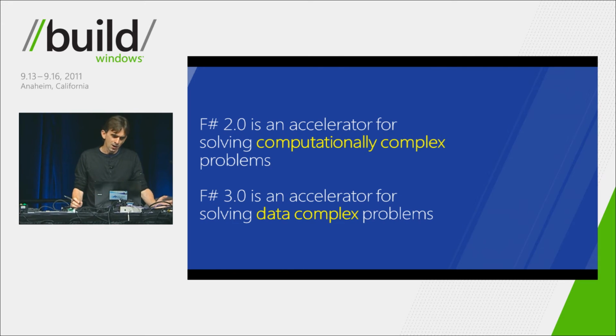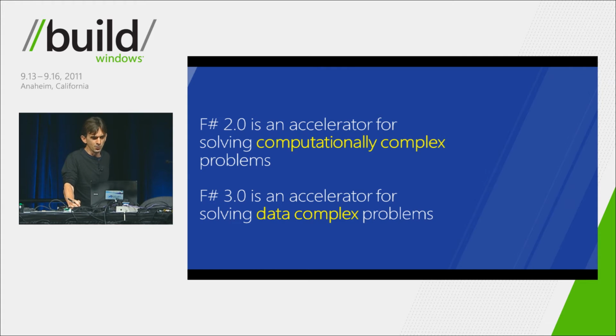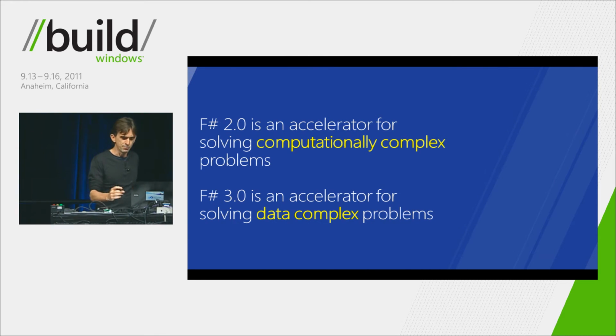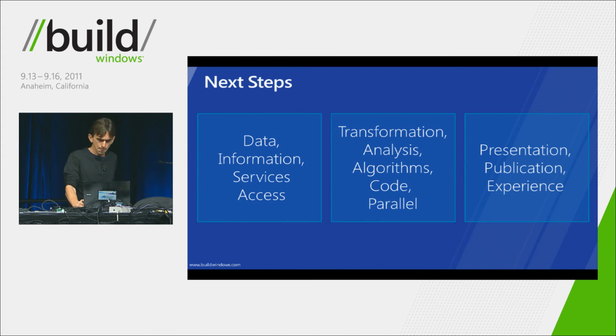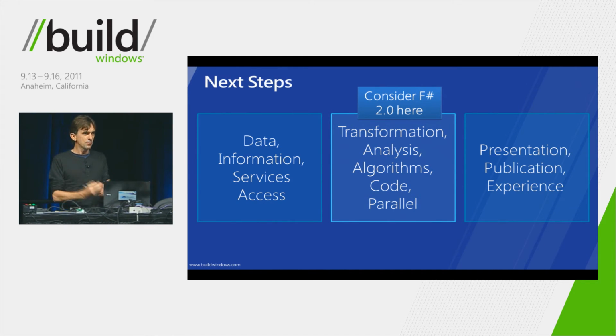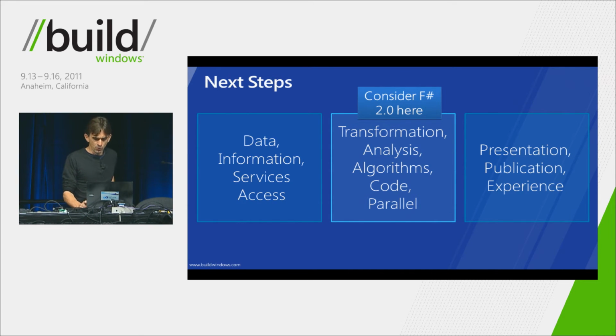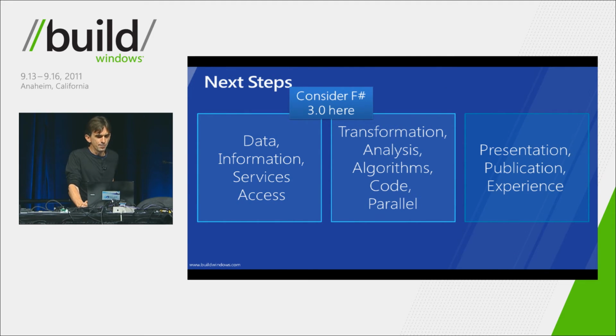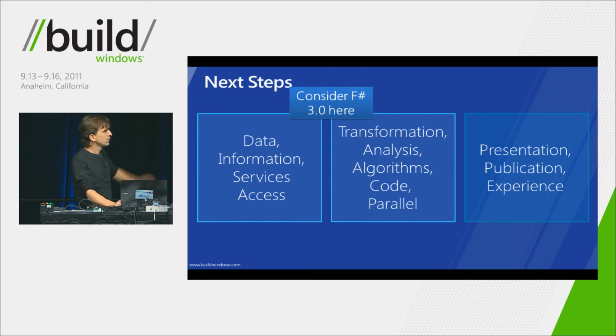So to summarize, the way we look at it is that F# 2.0 is an accelerator for solving computationally complex problems, the problems that were in the center box of my original slide. And that F# 3.0 extends that to allow F# to be an accelerator for solving data-rich or data-complex kinds of problems. So next steps for everyone here, I'd ask you to consider using F# 2.0 for the center part of your work. I'd ask you to consider using F# 3.0 for these two parts of your work.